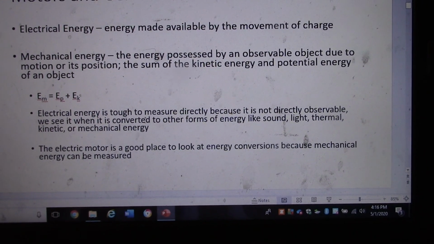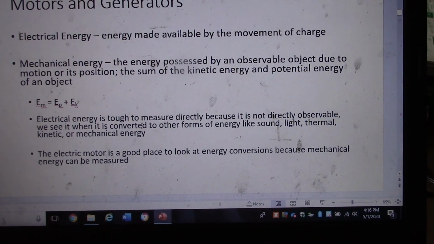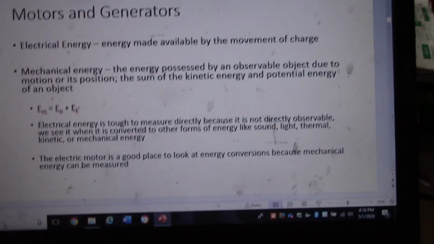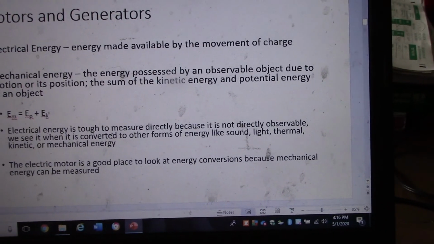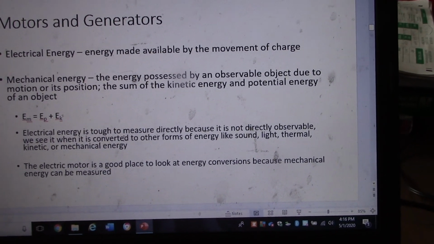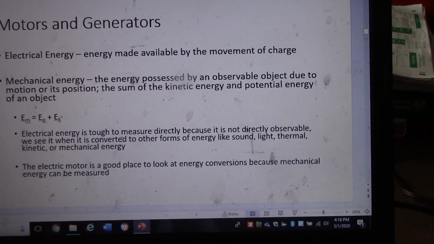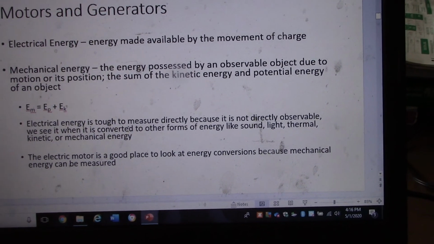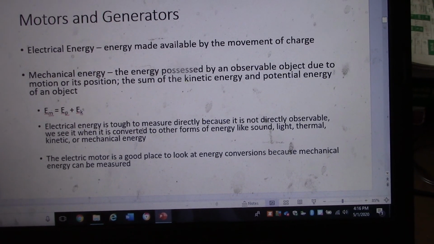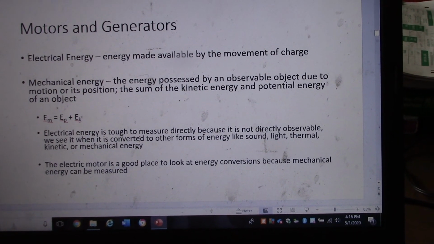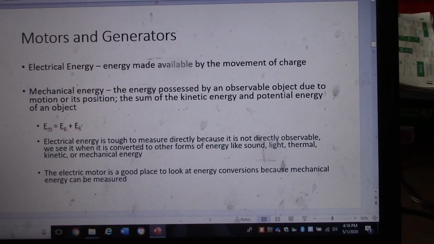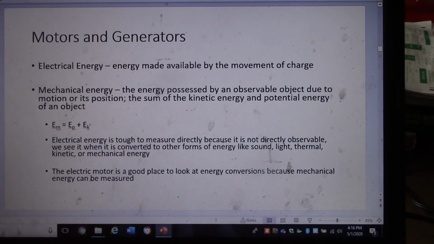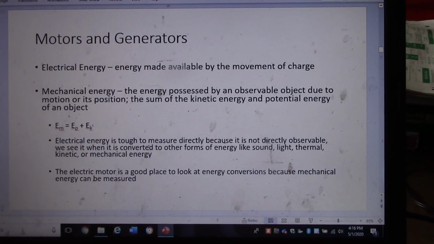Right, so electricity is tough to measure because it's not directly observable. We can't necessarily see electrons as they move, but we can see the outcome of electron movement. So, when we hear sound coming out of a speaker, or we see light being made from a flashlight, or heat being made, or anything like that, electrons are moving to perform a task. That's where we can indirectly measure the electric charge.